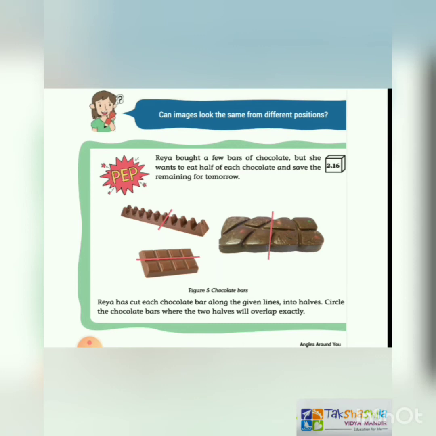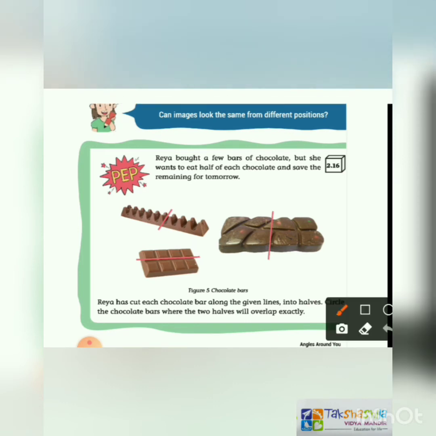And here read out the next one. Rhea has cut each chocolate box along the given lines into halves. See the first one, are we getting equal halves? No, right, because in the first chocolate bar one half has 6 and the other half has 4, so it is not a symmetrical object.